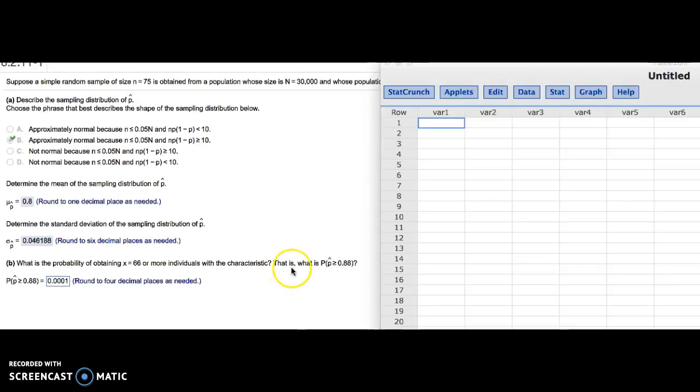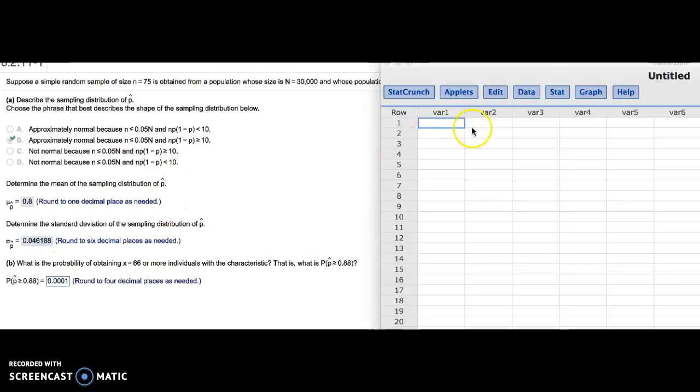So in other words, they're saying, what is the probability that your p-hat is greater than 0.88? Notice that 0.88 is greater than our mean of 0.8, but in comparison to our standard deviation of about 4.6%, it's maybe a little less than 2 standard deviations above average. 2 standard deviations would put us closer to about 90%.